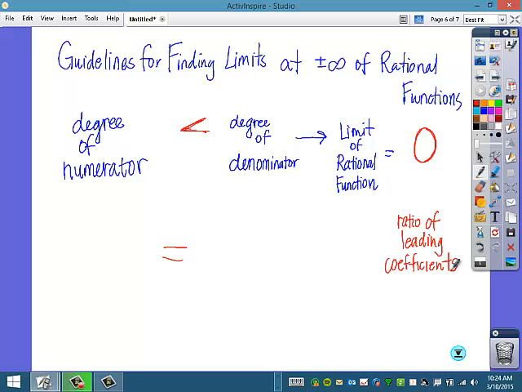And finally, if the degree of the numerator is greater than the degree of the denominator, then the limit of that rational function does not exist.